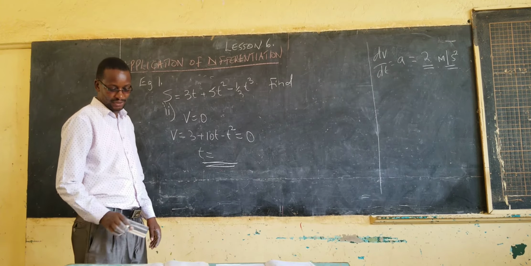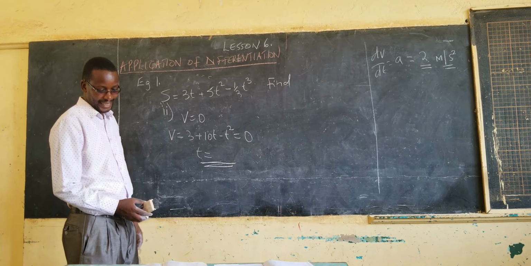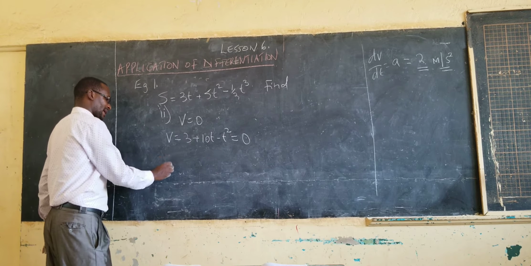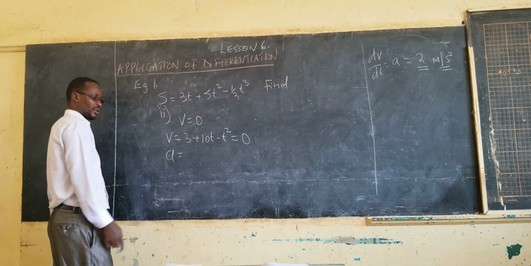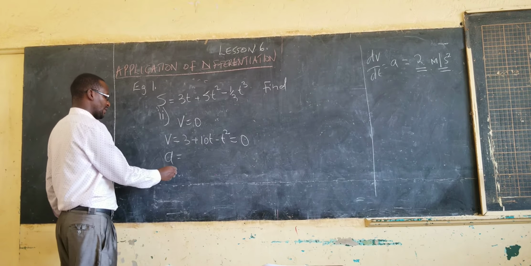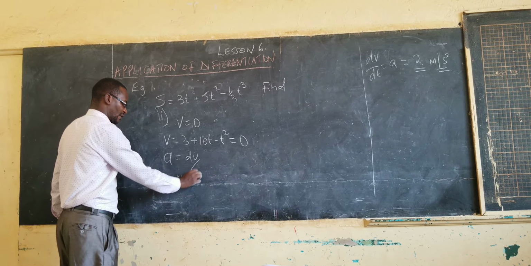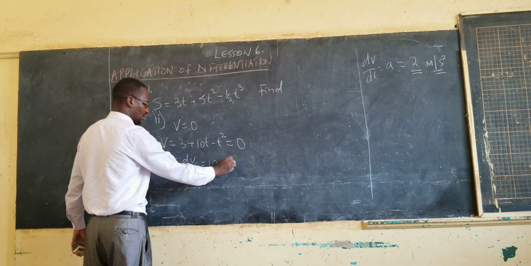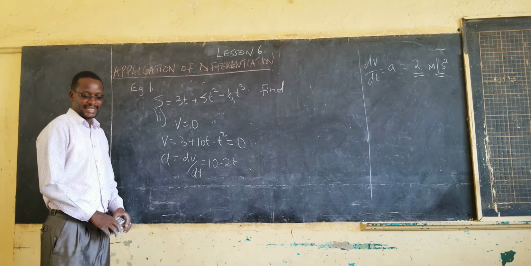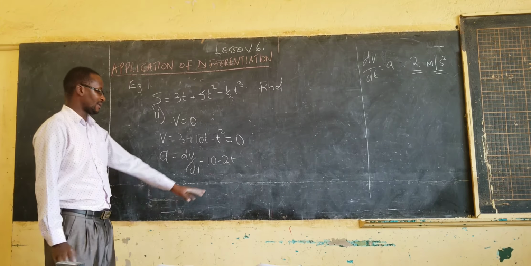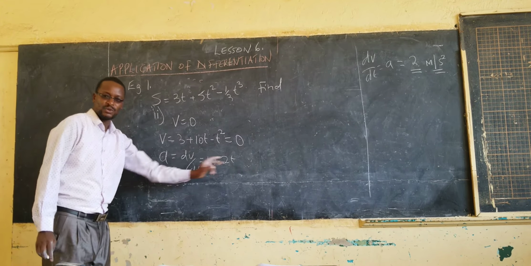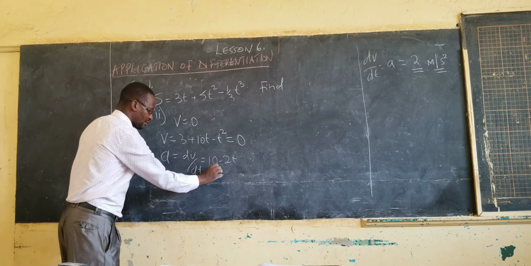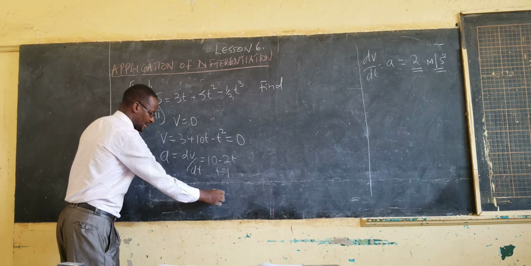Then you have been asked to get the acceleration at t is equal to 1. So you simply get the acceleration using this equation. We have also gotten it. You differentiate dv over dt. Differentiate here, you get 10 minus 2t. So get the acceleration at t is equal to 1. Simply substitute here, t is equal to 1, and you will get your answer.